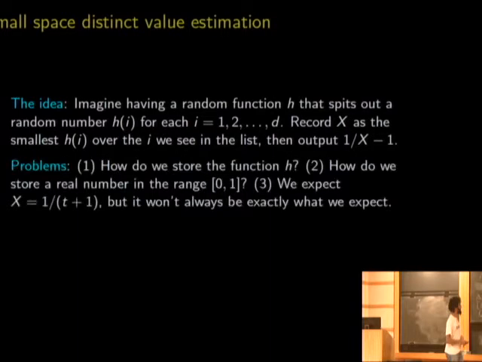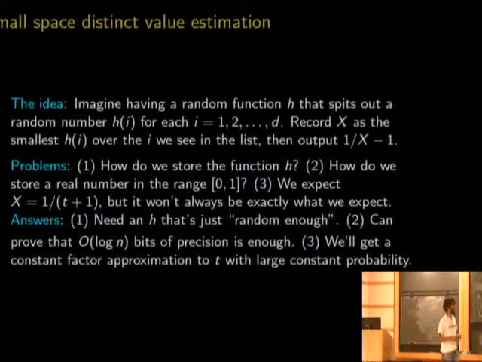Of course, this is very idealized. How do you store such a random function h? It has d random numbers involved. How do you store this real number in the range 0 to 1? My computer has finite precision. And we expect x to be 1 over t plus 1, but it won't exactly be what we expect. But you can get around all these issues, and I'm not going to go into it.